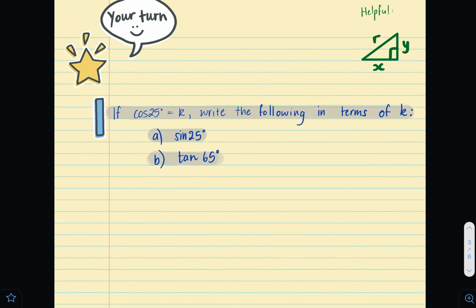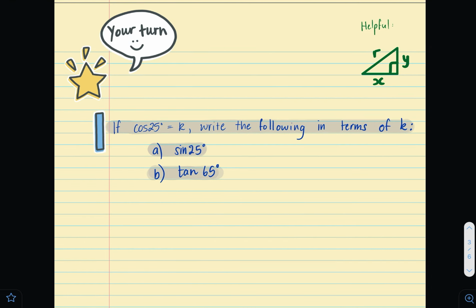Let's see if you have what it takes to write the following in terms of K. If cos 25 is equal to K, follow those steps. Notice that I've given you a cos this time around, so we've given you a secret adjacent over hypotenuse. So once we sketch this, perhaps you should pause the video right now and only resume once you've done it yourself to check yourself.